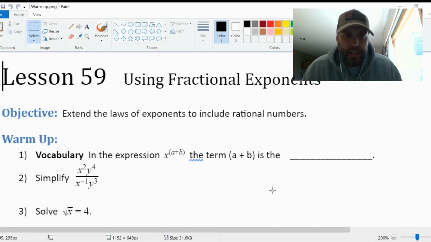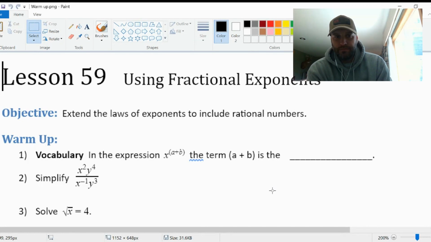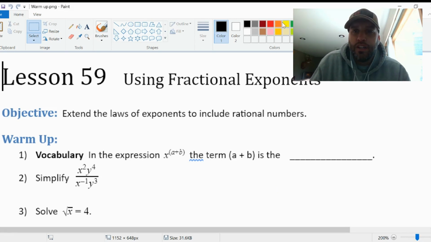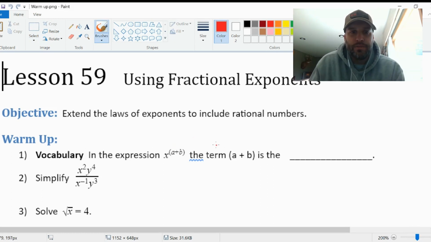Algebra 2A, and welcome to lesson 59, using fractional exponents. Our goal today, we are going to extend the laws of exponents to include rational numbers, which are fractions. So how does a fractional exponent impact the numbers that we're working with? We'll start with our warm-up.